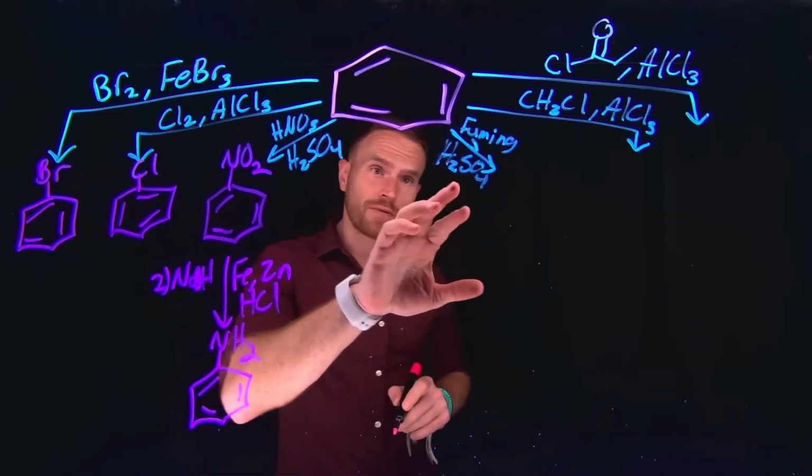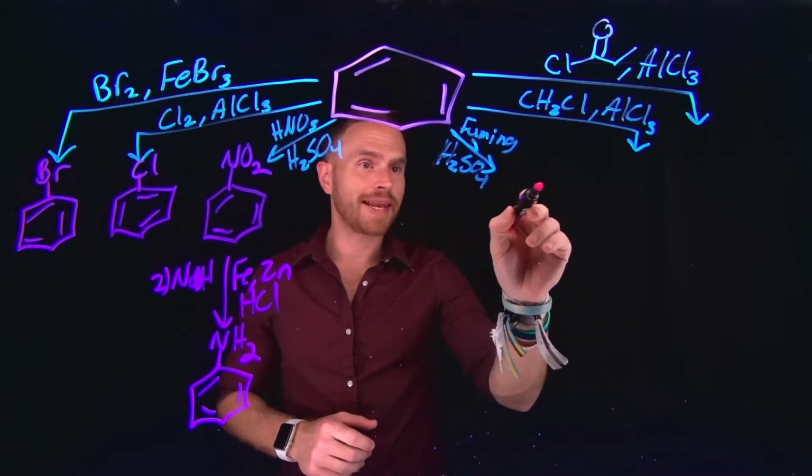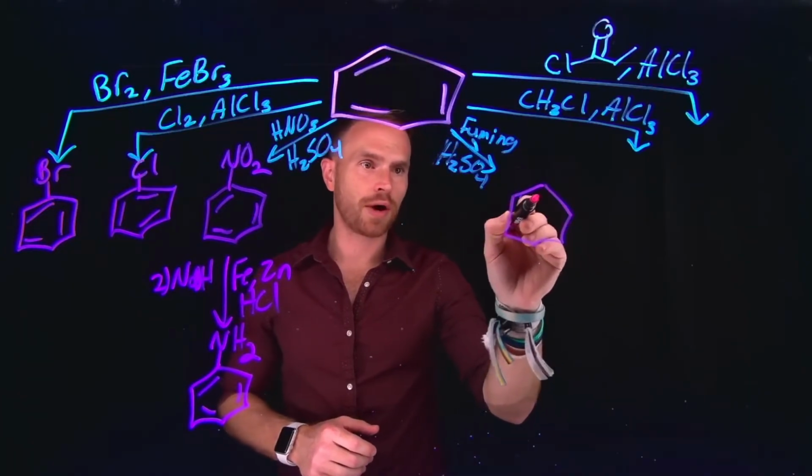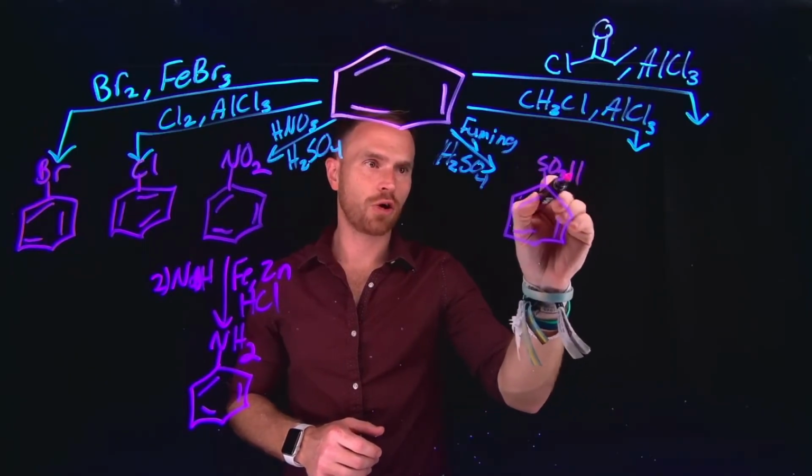Adding fuming sulfuric acid by itself in the presence of benzene is actually going to place an SO3H group, or a sulfonation, at the position where now we can do what's called a sulfonation.